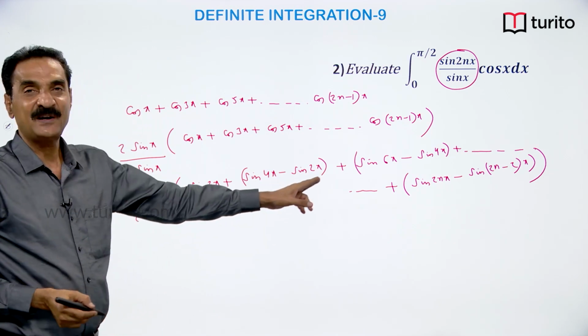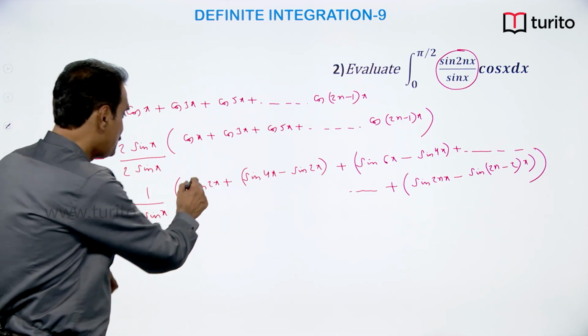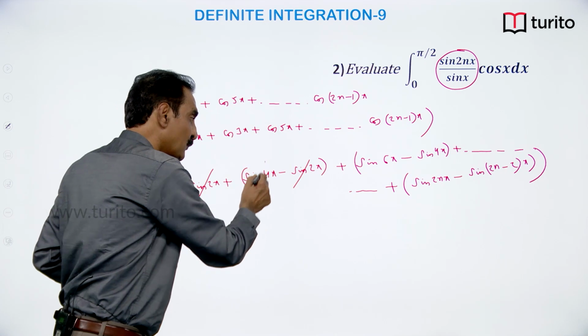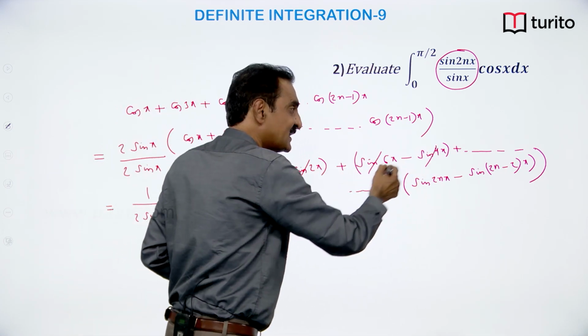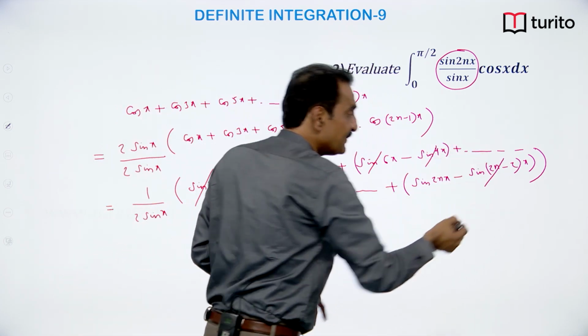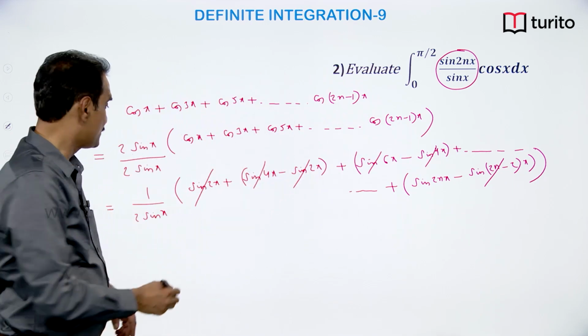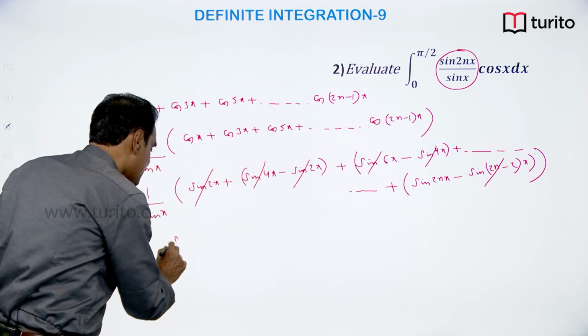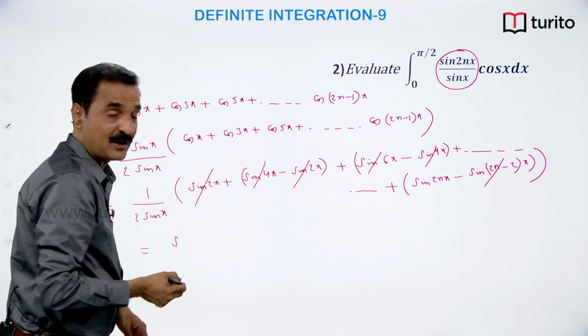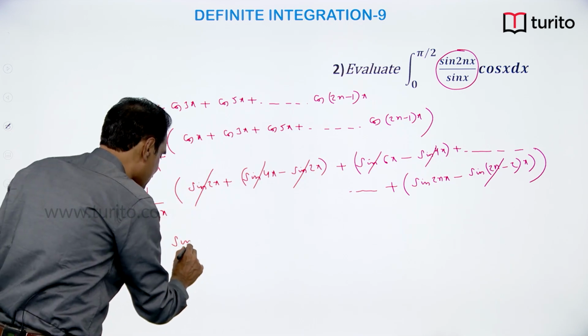Now, it has become a telescoping series. Sin 2x cancels, sin 4x also cancels, sin 6x cancels. Similarly, in the last term, the second part will cancel out. So, what is the sum? The only remaining term is sin 2nx by 2 sin x.